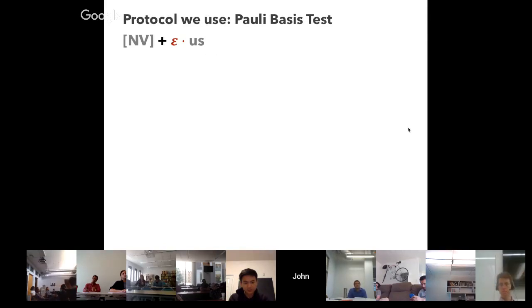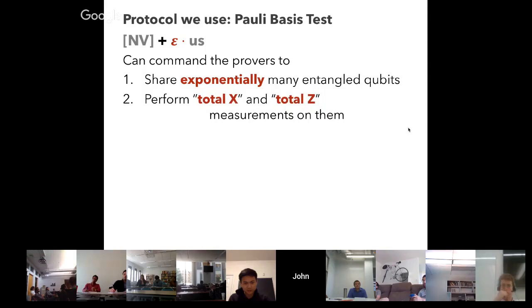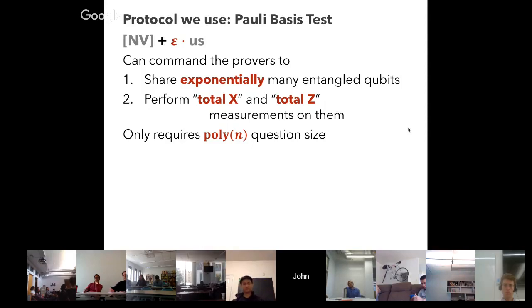So this polybasis test is one of these protocols that you can play. This protocol allows you to command the provers to, number one, share exponentially many entangled qubits. And number two, perform two types of measurements on them. One of them is a measurement I'm going to call a total X measurement, and the other is a measurement I'm going to call a total Z measurement. And finally, even though you're demanding that they share an exponentially large number of entangled qubits, this protocol is only going to have a polynomial question size.